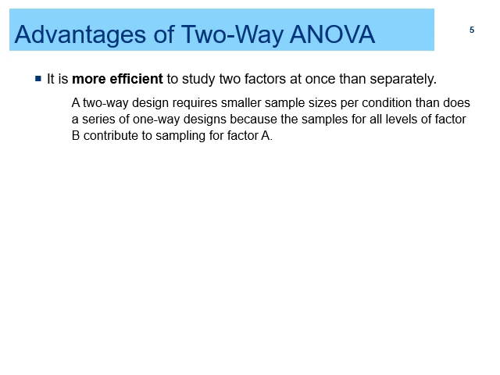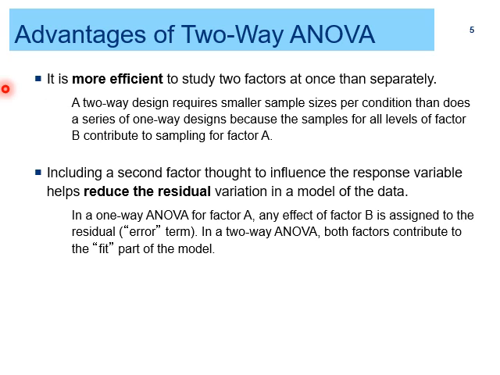So what are the advantages? It is more efficient to study two factors at once than separately. A two-way design requires smaller sample sizes per condition than does a series of one-way designs, because the samples for all levels of factor B contribute to sampling for factor A. Including a second factor thought to influence the response variable helps reduce the residual variation in the model. In a one-way ANOVA for factor A, any effect of factor B is assigned to the residual error term. In a two-way ANOVA, both factors contribute to the fit part of the model.